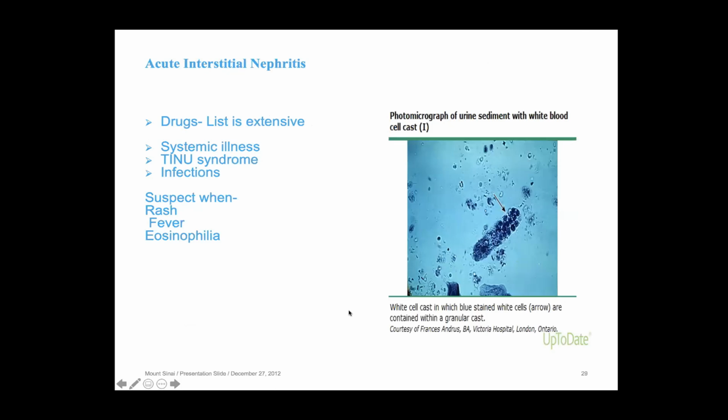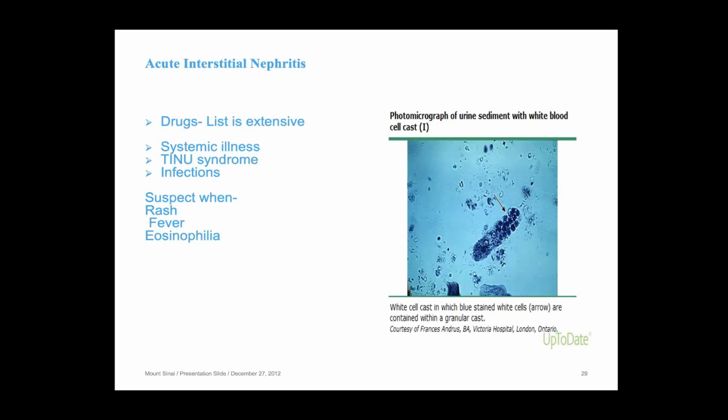Acute interstitial nephritis, so the causes are several. We're always thinking about AIN in terms of drugs, but remember, systemic illnesses like Sjogren's, other infections, and TINU syndrome, all these things can also cause interstitial nephritis. The list is really extensive. The most common agents are your cephalosporins, penicillin, ampicillin, PPIs, NSAIDs too sometimes. So it's an extensive list.